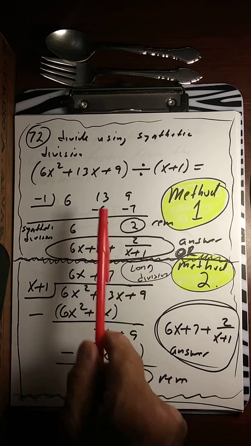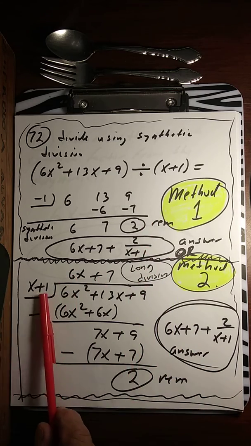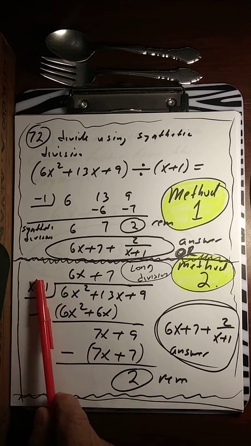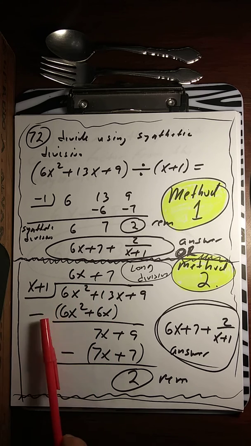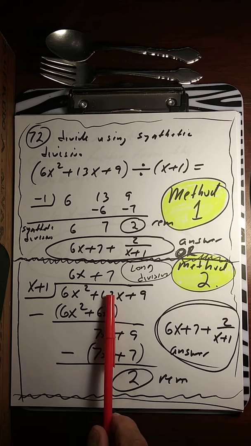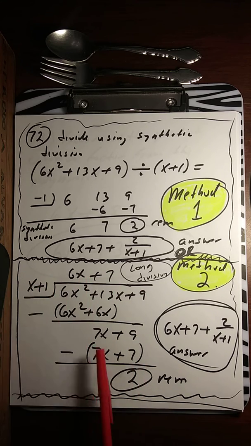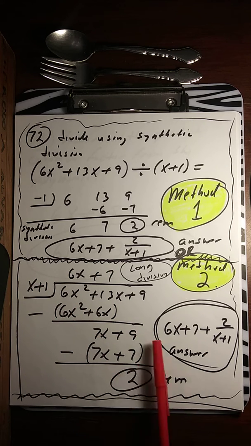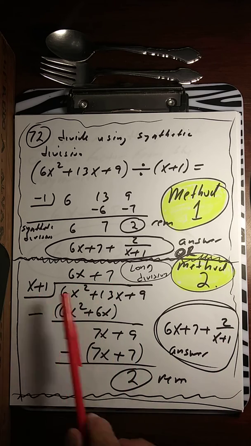And remainder is 2 over what? X plus 1. Or long division. X plus 1 divides this. So 6x times that is 6x squared. 6 times that is 6x. Minus, upstairs, downstairs. 6 minus 6, gone. 13 minus 6 is 7x. Bring that 9 down. 7 times that is 7x. 7 times that is 7. 7 minus 7 gone. 9 minus 7 is 2. Remainder is 2. Or 6x plus 7 plus remainder is 2 over what? X plus 1.